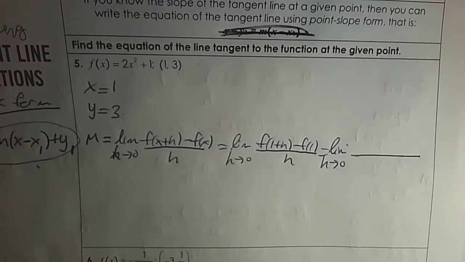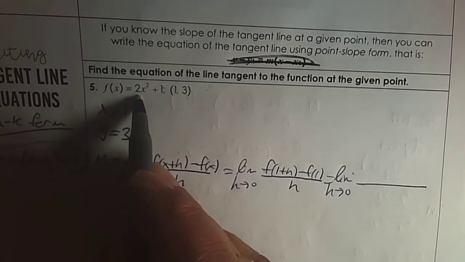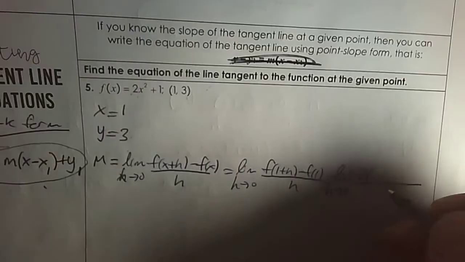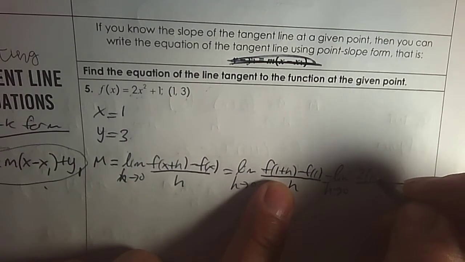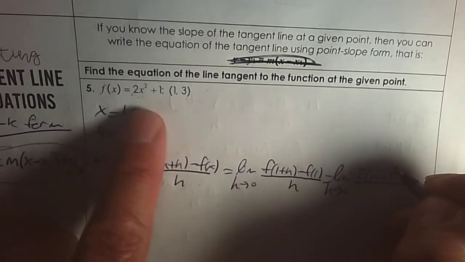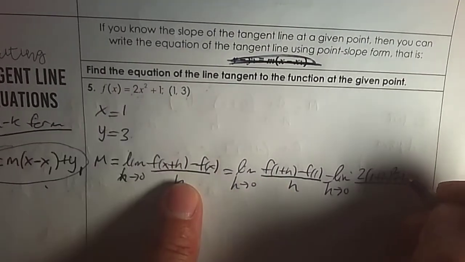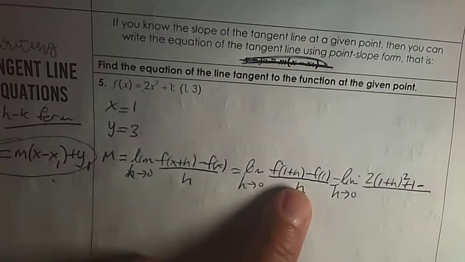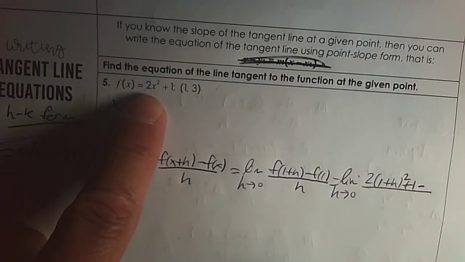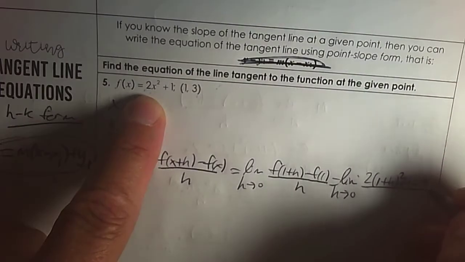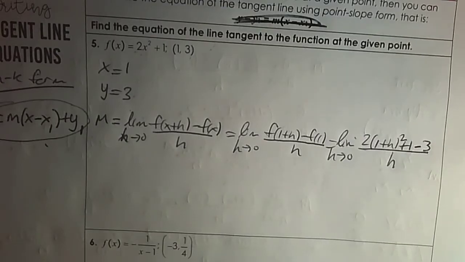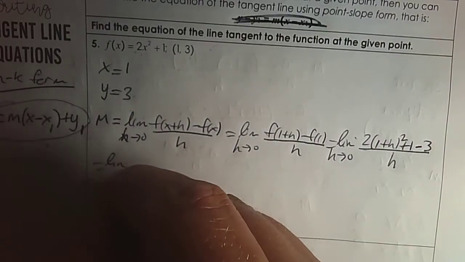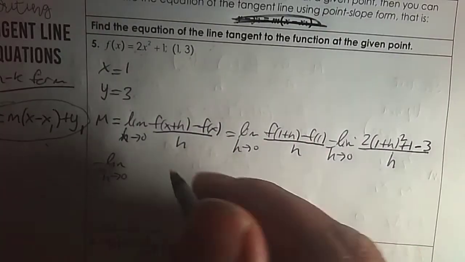So now we're going to do a substitution. So notice 2x squared. So 2, now instead of x, we're putting in 1 plus h, squared, plus 1, subtract. Now, if I plug 1 into here for the second part of the numerator, that's 2 plus 1, which is 3. So that's where that comes from. That's over h. So we're just going to continue the algebra here so we get our answer for the slope.